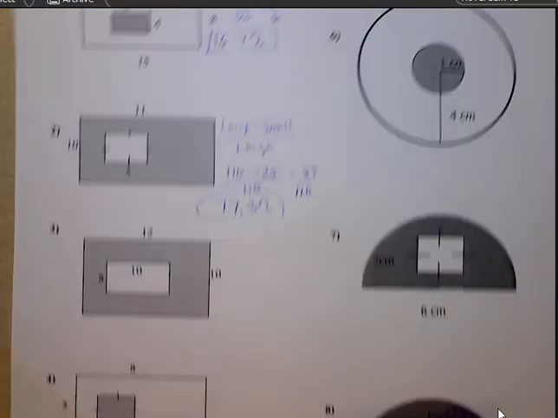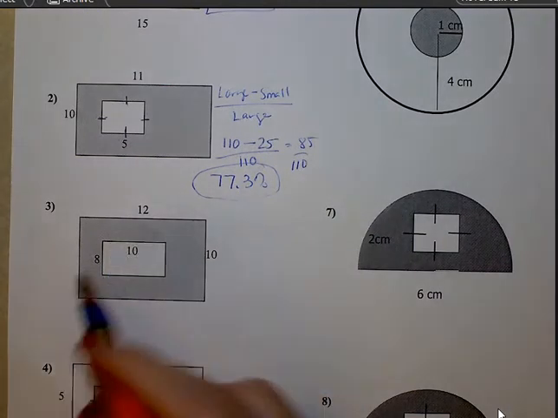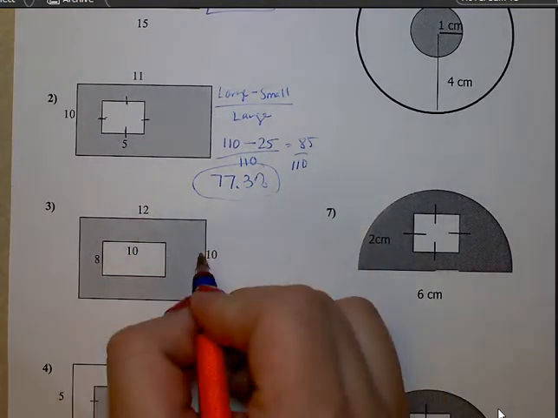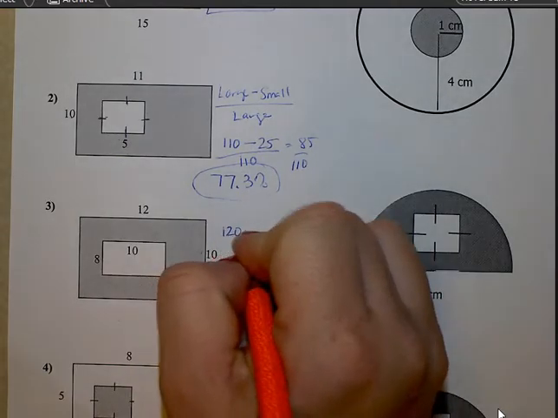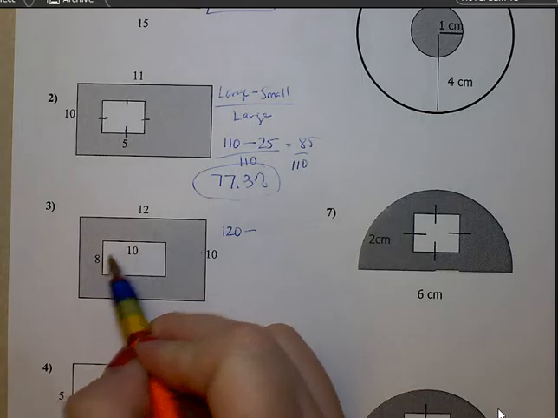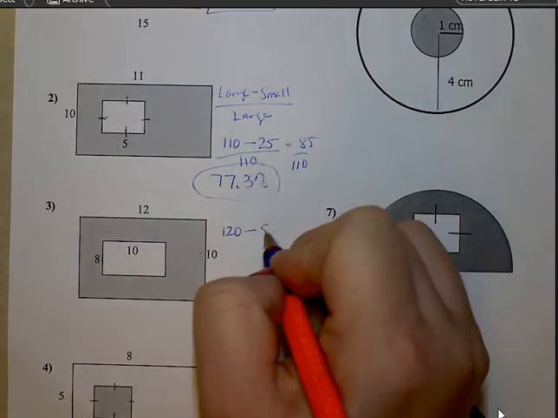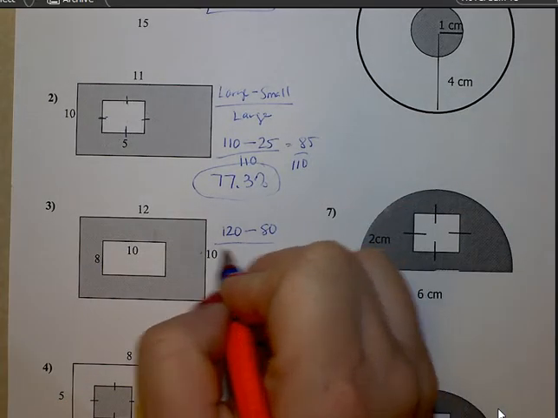Okay, third one. Again, we have the outside shaded. So the large region is going to be 12 times 10. 12 times 10 is 120. Subtract the small region. 10 times 8 is 80. Divided by the large, which is 120.